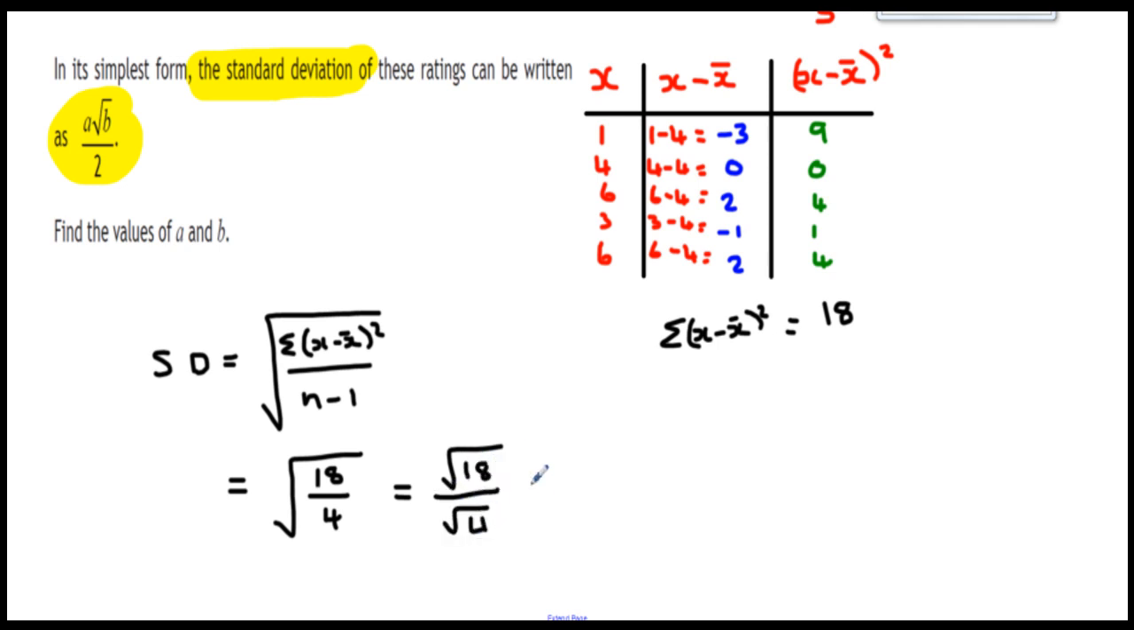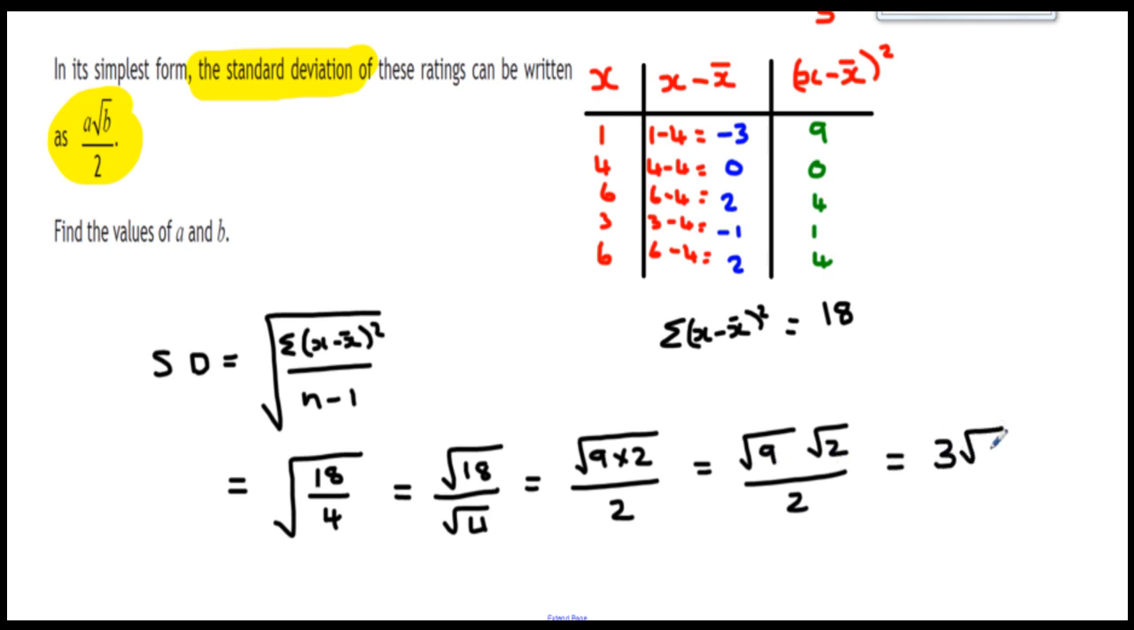Now, is there a square number that divides into 18? There is. 9, so that's the same as the square root of 9 times by 2. Break that root sign, so you get root 9 times root 2 divided by 2. Now what is the square root of 9? It's 3, so it's 3 root 2 over 2.